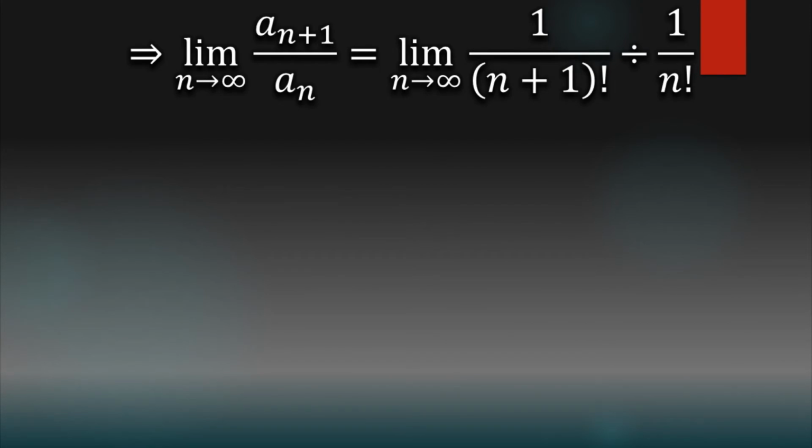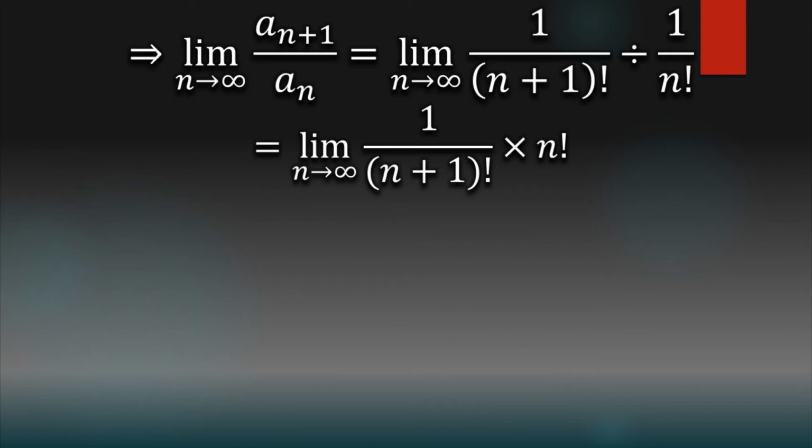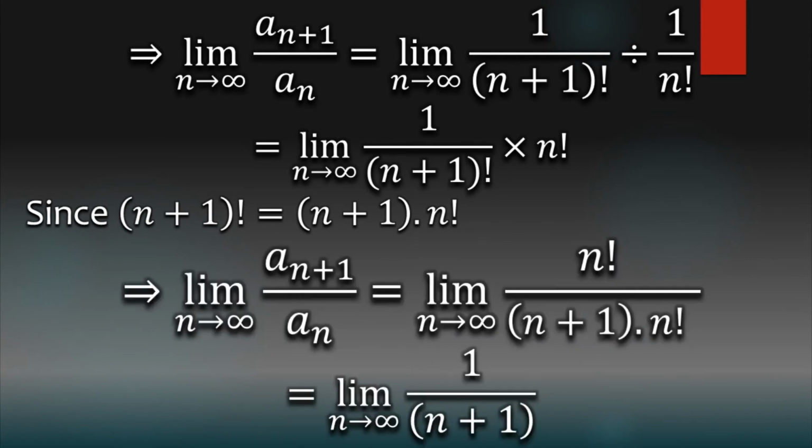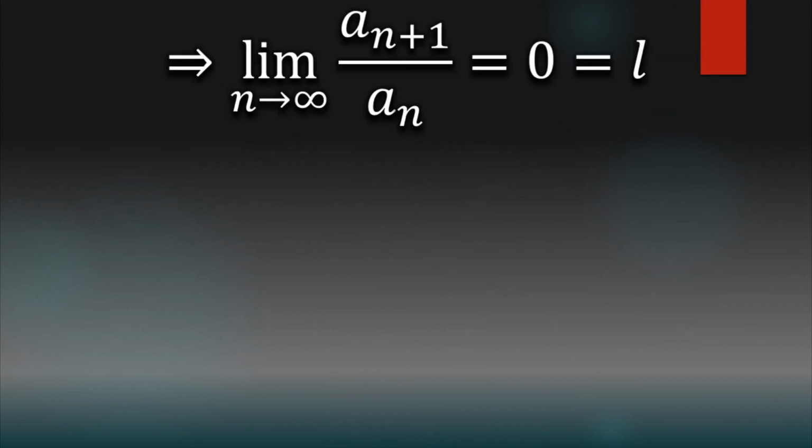Now for ratio test, we divide the term an plus 1 by an and then simplify it. Since n plus 1 factorial is equal to n plus 1 into n factorial, so we get this. Now this is the most simplified form of our series. So now we apply the limit as n approaches infinity on it. On applying the limit on 1 by n plus 1, we get 1 by infinity, which is equal to 0.